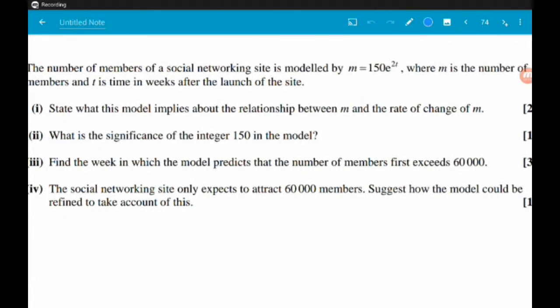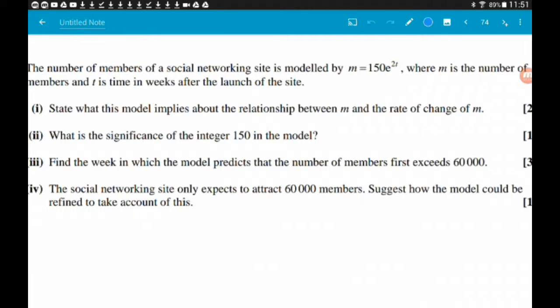Hi, so we're looking at another exponential growth question. This one's from OCR. It's from one of their specimen A-level papers for the new spec. I'm struggling to find many of these, so this might be the last one for now. If anyone finds any more or wants any more, do send them to me and I'll whack them in a video.